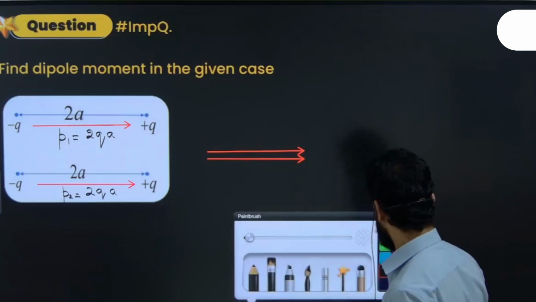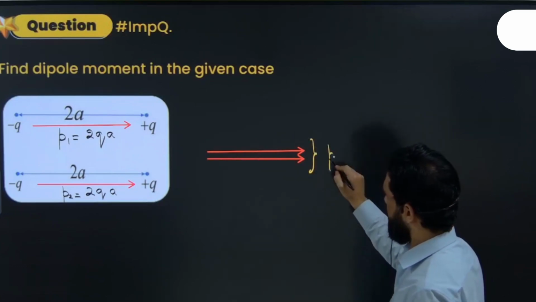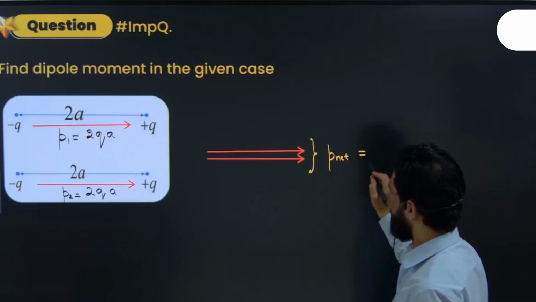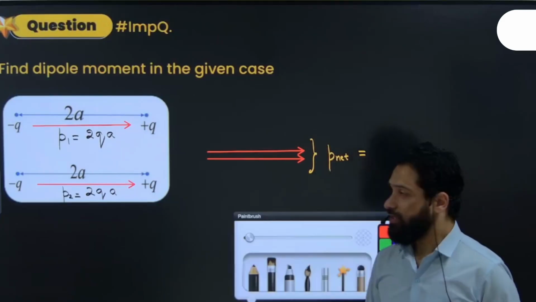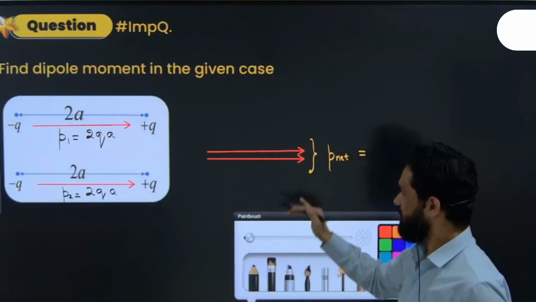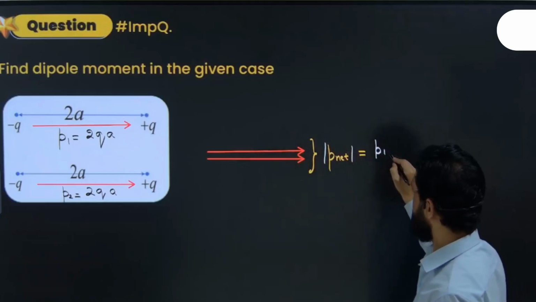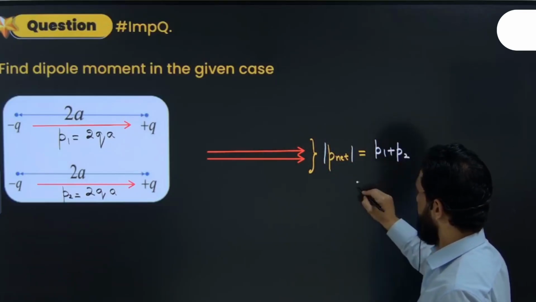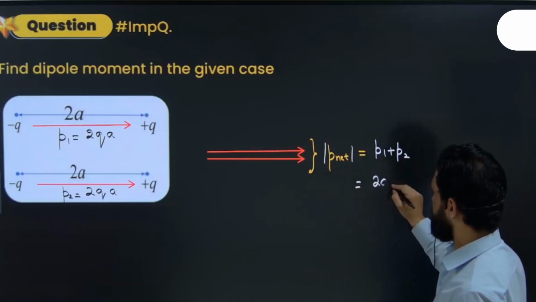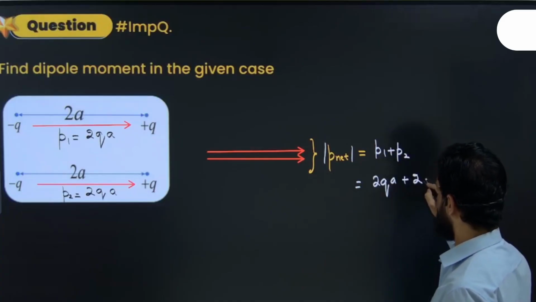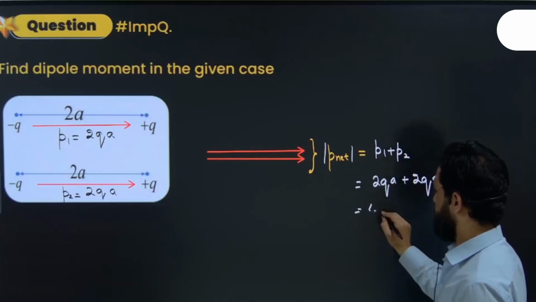So how do we calculate their resultant? The net dipole moment, as I said, follows every property of a vector. When vectors are aligned in the same direction, their magnitude is given by just the sum of their magnitudes. So we can say it is P1 plus P2, and now it will be equal to 2QA plus 2QA. It becomes 4QA.